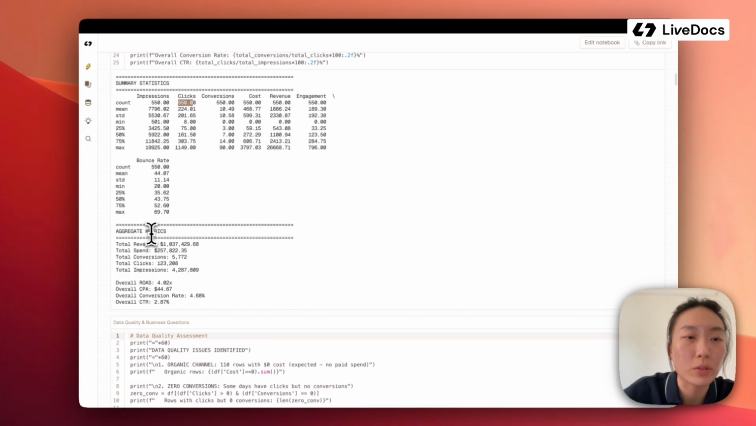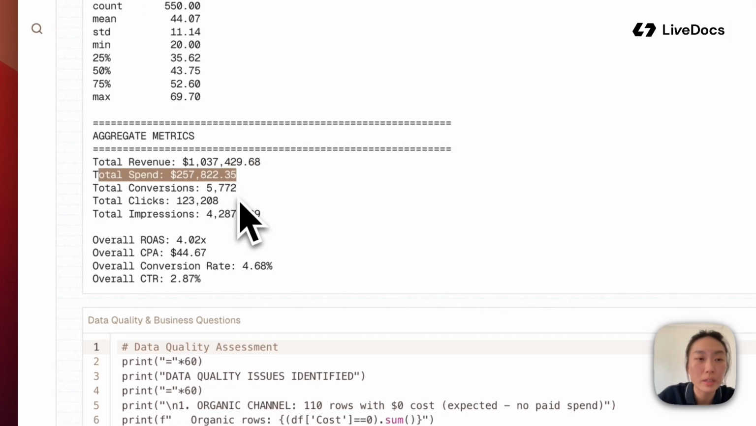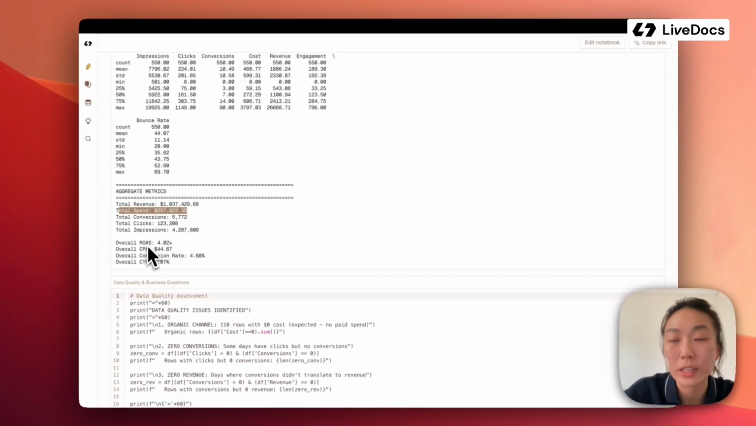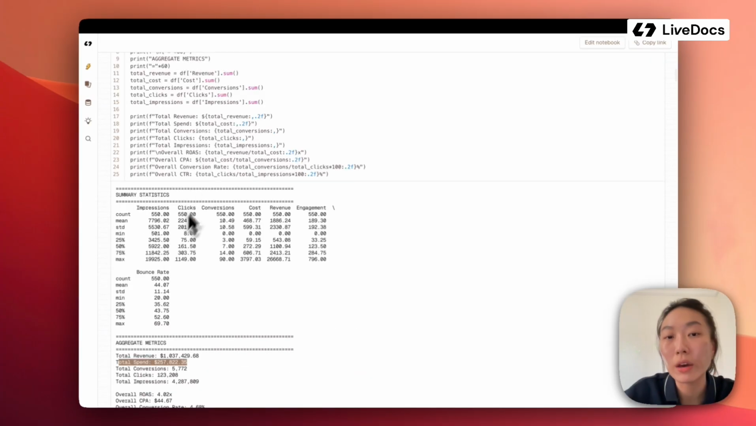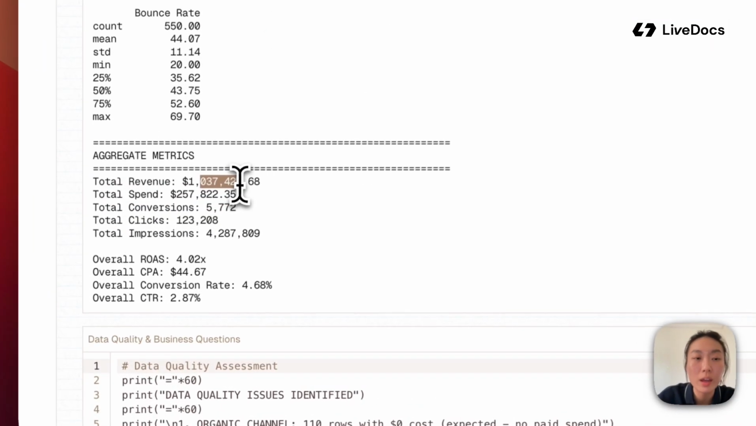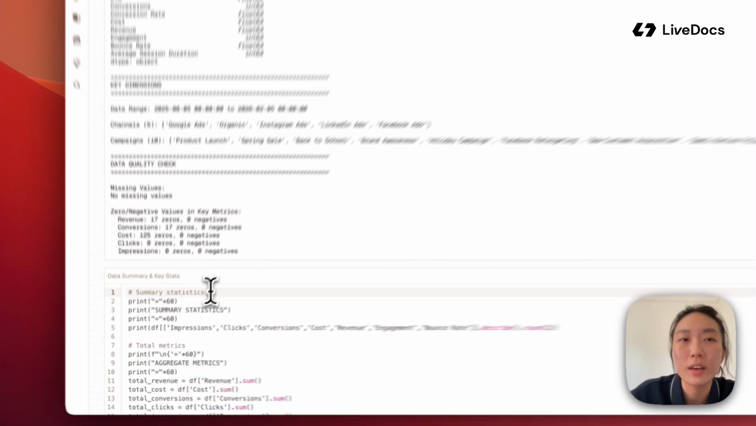Aggregate the metrics to calculate the total revenue, how much we have spent, how many conversions, how many clicks, how many impressions, and the overall return on ad spend, how much is that. So now you get an understanding of how much you spent, how much you earned, how many converted, how many clicks you got, and how many impressions you got from the previous few months.